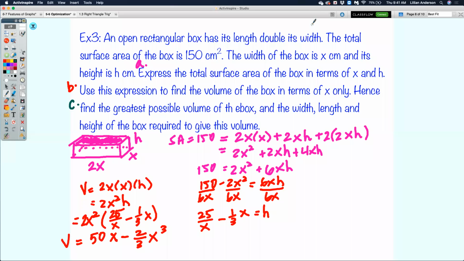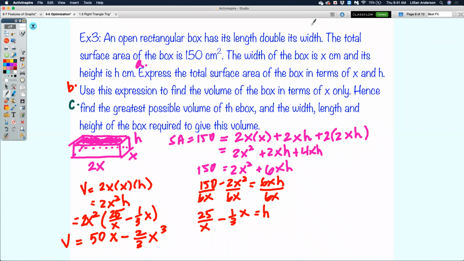So, greatest possible volume is another way of saying what? Maximum. So that means we're going to need to take the derivative and set it equal to 0. I'm going to find the derivative and set it equal to 0.